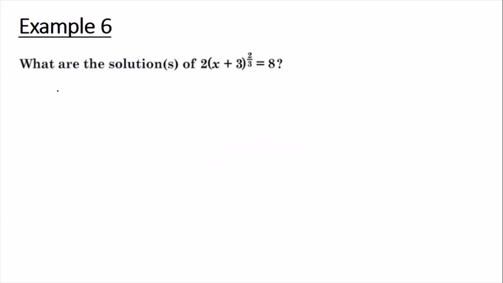So on this one, I'm going to show you, if you don't want to work it as a fraction, you can also write it as a root. So as a root, this would be 2 cube root of x plus 3 squared equals 8. Whichever way you feel comfortable solving it is up to you. They're both the same. It's going to end in the same.